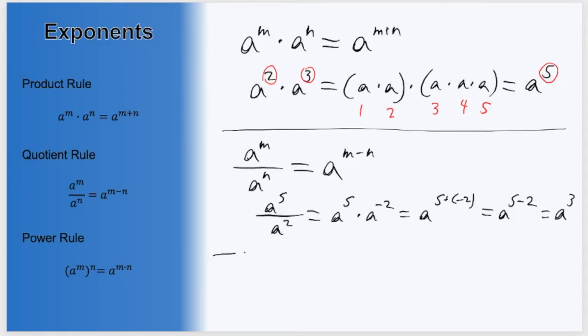Now, what if we tried to raise something that already had an exponent to another exponent?